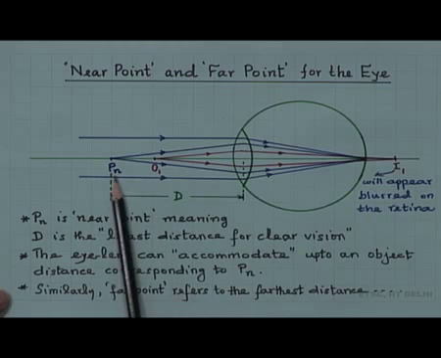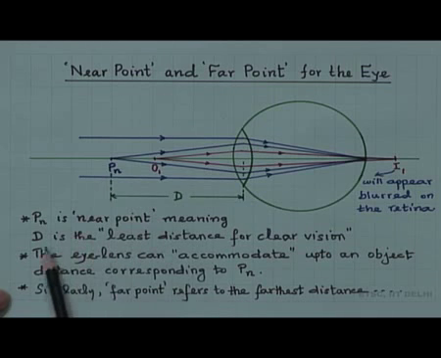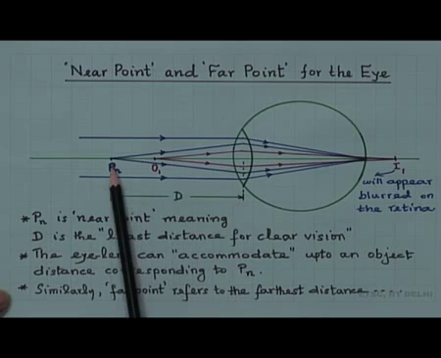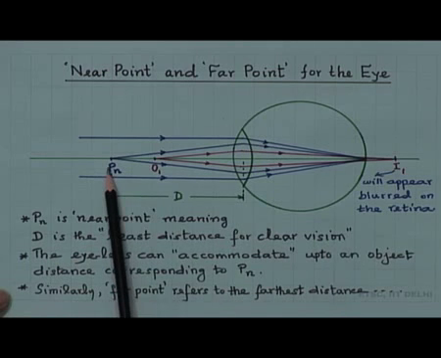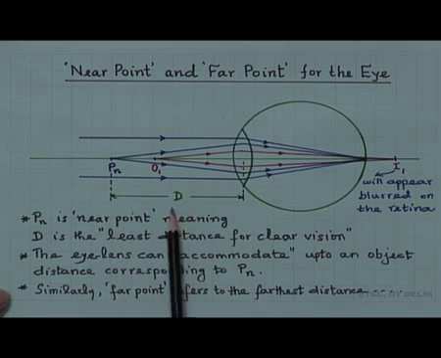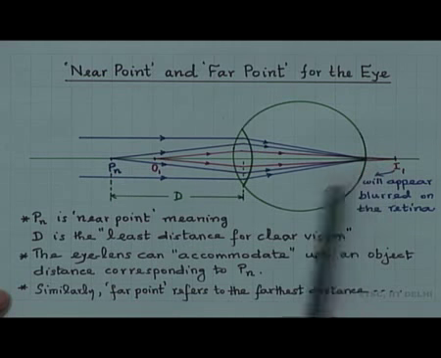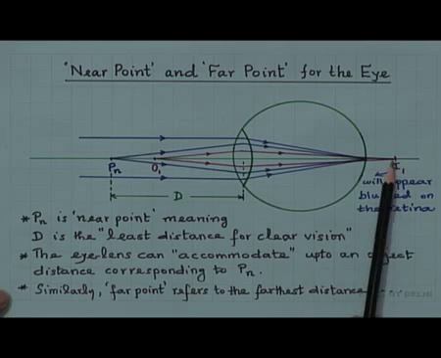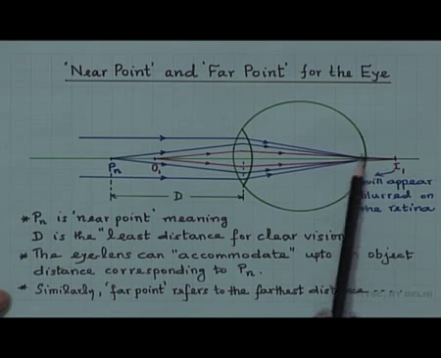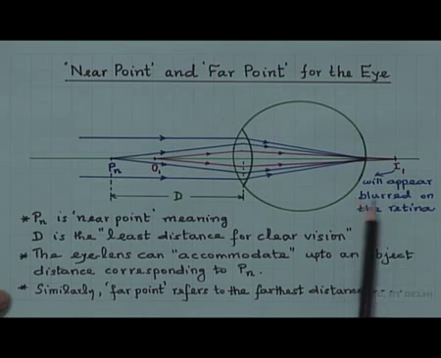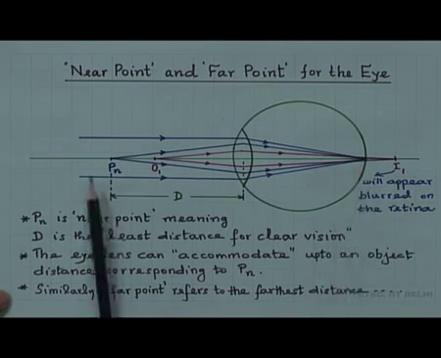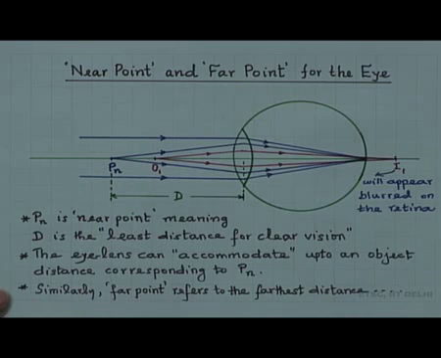So, then what is the near point? Therefore, P n, the near point, is at a distance D, that is the least distance for clear vision. If the object comes at a distance less than D, then the object will not be clear, because the image is formed outside the retina, which means on the retina we will be able to see only blurred images. The image gets fuzzy or blurred on the retina when you come below the near point.